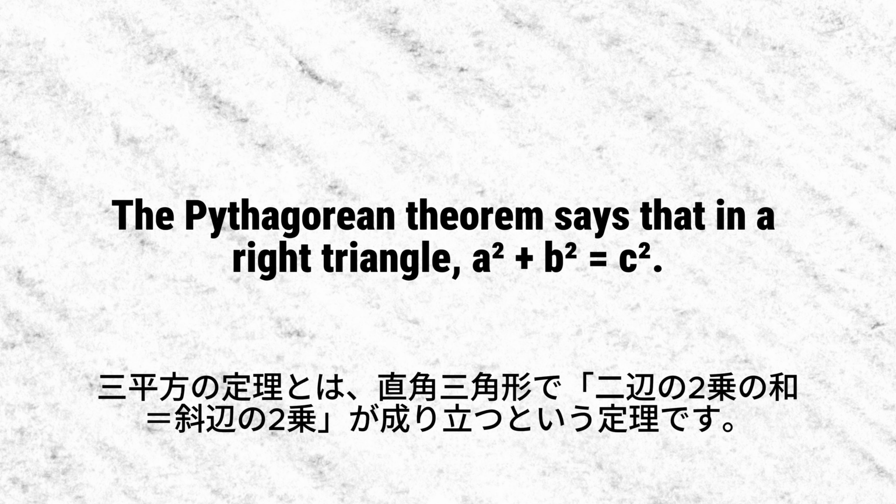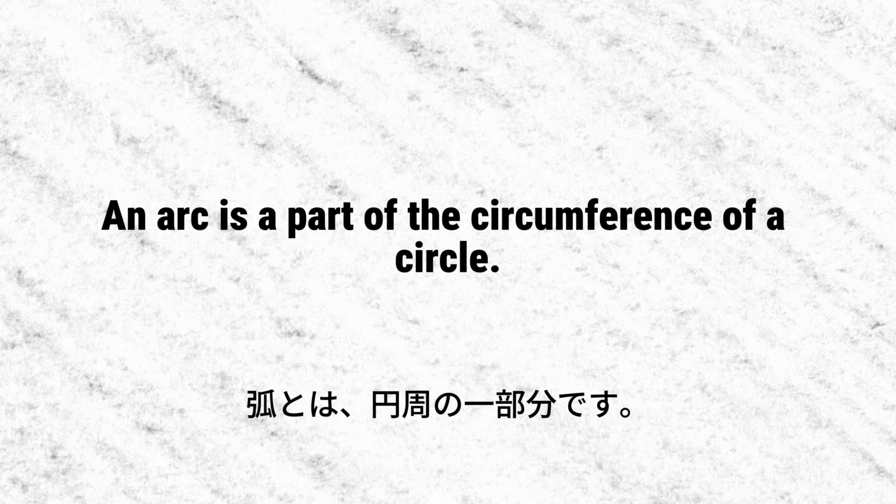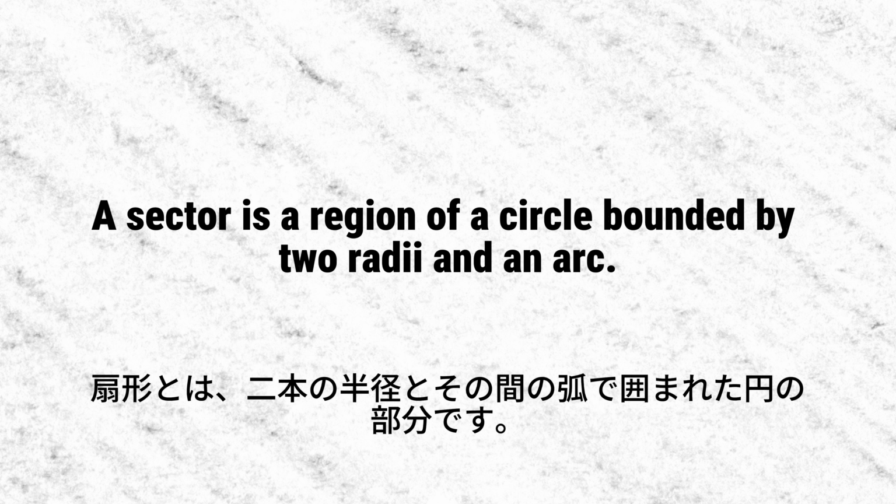The Pythagorean theorem says that in a right triangle, a squared plus b squared equals c squared. A chord is a line segment with both endpoints on a circle. An arc is a part of the circumference of a circle. A sector is a region of a circle bounded by two radii and an arc.